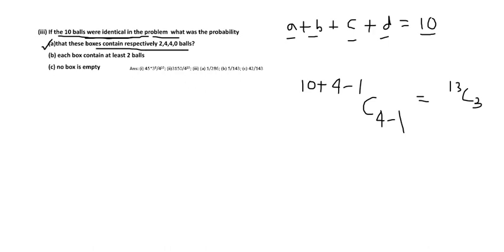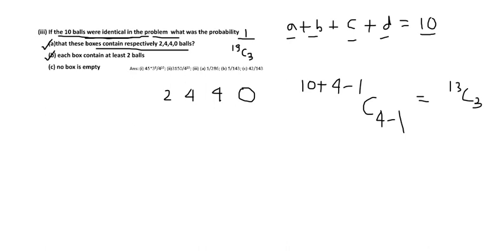What is the first event? The first event is that these boxes will contain respectively 2, 4, 4, 0 balls. See, this is basically a specific solution of A, B, C, D, right? Among all these solutions, 2, 4, 4, 0 is a particular solution. So this can be done in only one way. So the probability is going to be 1 by 13C3. So this will be the answer for the A part.